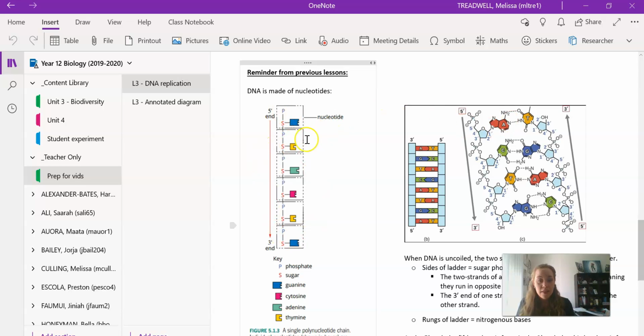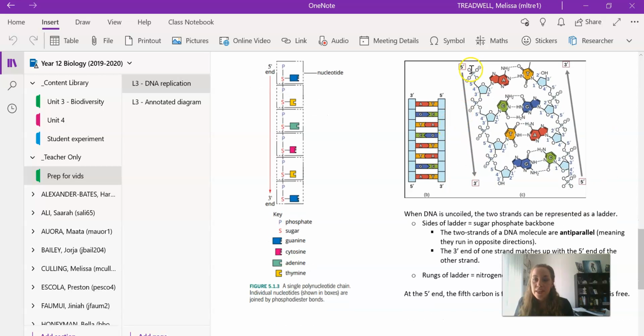If we want to look at this in more of a molecular structure, we've got this diagram here. And again, you can see the nucleotides, phosphate, sugar, and base. And it's just a whole bunch of these joined together. And you can see here that the bases are joined together by hydrogen bonds.